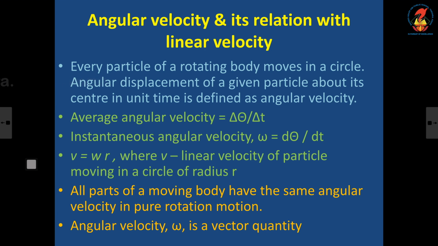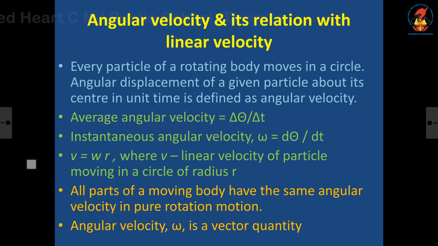And there is an equation connecting linear velocity and angular velocity. v equal to omega into r, where v is the linear velocity moving in a circle of radius r and omega is the angular velocity. Okay, v is linear velocity and omega is angular velocity. This is omega, not w.